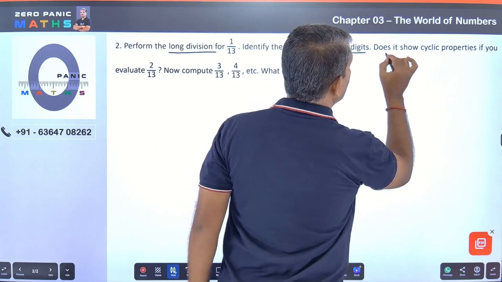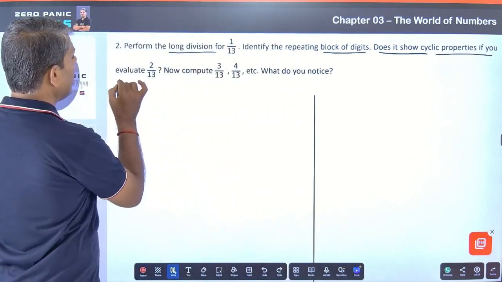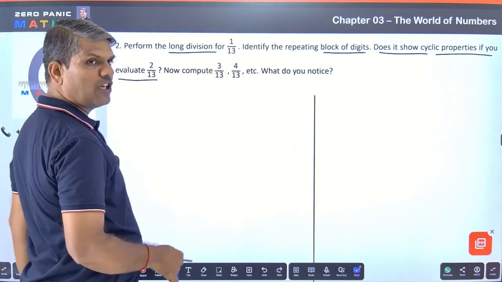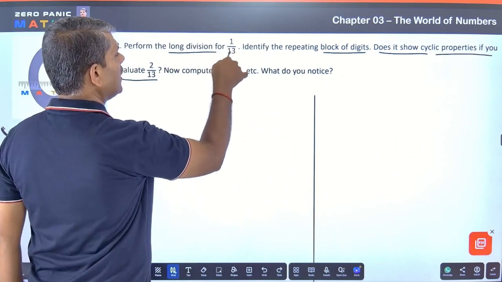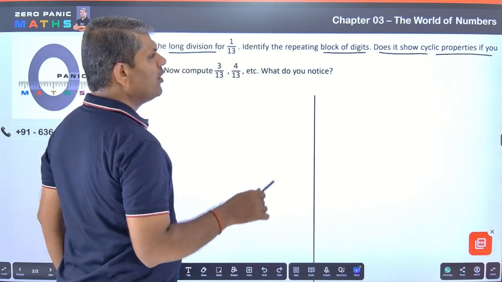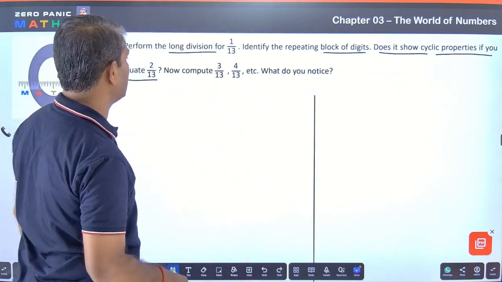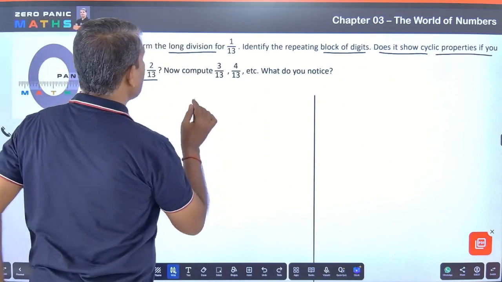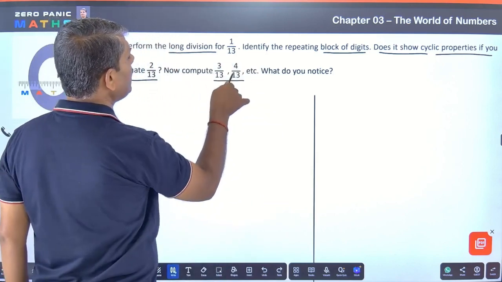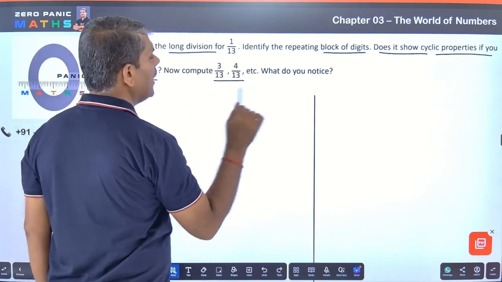Then the second part is, does it show cyclic properties if you evaluate 2 by 13? After performing 1 by 13, we will perform 2 by 13, or else we can multiply the 1 by 13 value by 2, that will give us 2 by 13, and identify whether the result of 2 by 13 has the cyclic property. I'll let you know what cyclic properties are. The third part of this question is computing 3 by 13 and 4 by 13, which are actually the multiplication of this value by 3 and 4. I'll let you know that also.